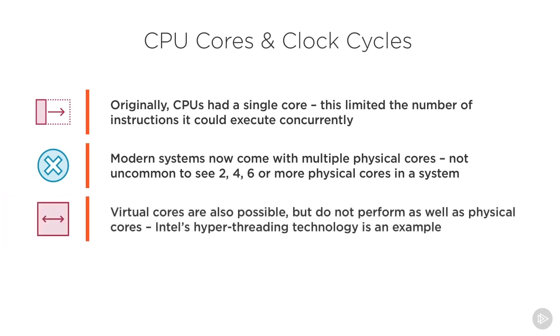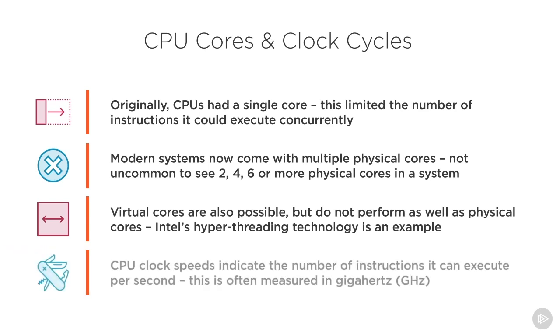Virtual cores are also possible. An example of this would be Intel's hyper-threading technology. And while these don't provide the same level of performance as a physical core, they still increase the capability of the CPU. While this is essential background for understanding CPU architecture, it is relatively uncommon to have to deal with these cores when reverse engineering binary programs.